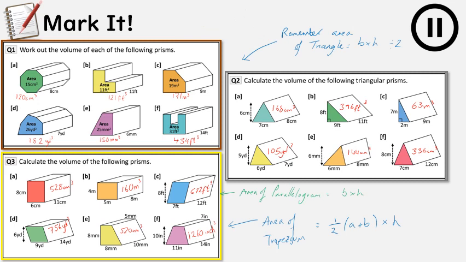Okay, so here's the answers, all with units on there, so make sure you've included your units. I've added a few little notes just to remind you. So the area of trapezium, it gives you that formula along with parallelogram and the triangle in case you forgot.